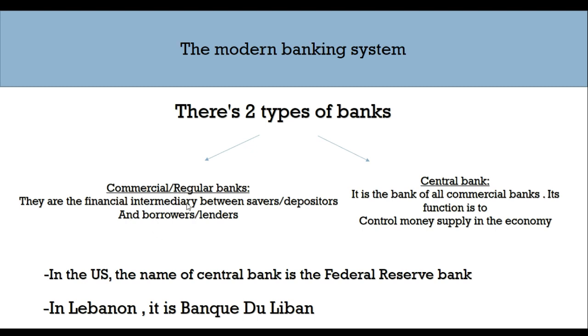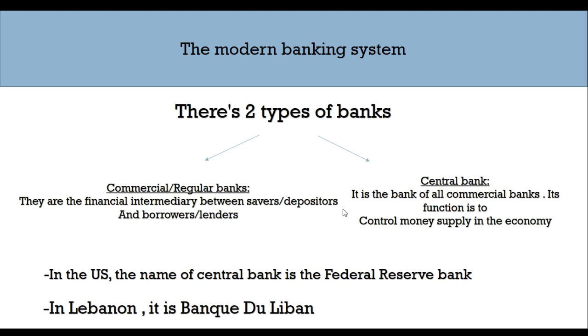They are the financial intermediary between savers and depositors, or we can say between borrowers and lenders. So commercial banks are the normal banks that we go to when we want to deposit our money or if we want to take loans. So we go to the commercial bank. So it is the intermediary between the savers and the depositors.